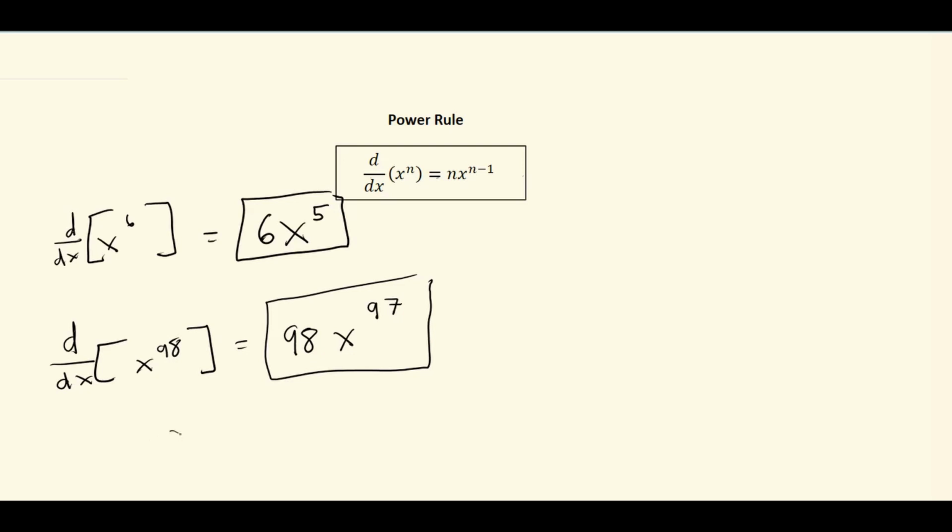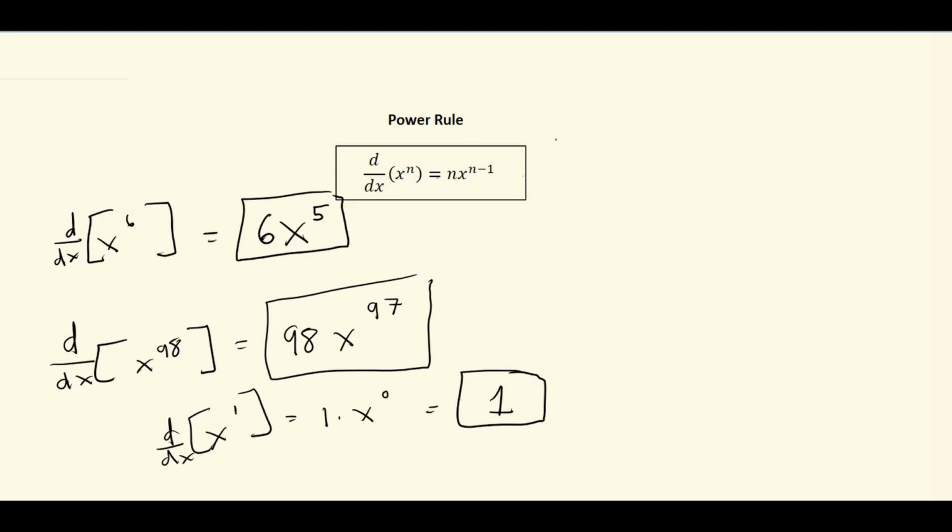What about the derivative of x? So the derivative of x, we can imagine that as having a power of 1. So we're going to bring that 1 down. So it's going to be 1 times x to the 1 minus 1 power, which is 0. x to the 0th is 1. So the answer is just 1 times 1, which is 1.